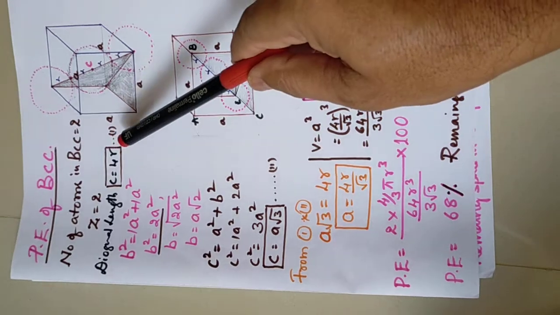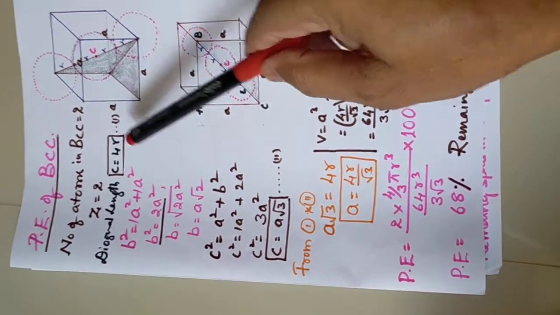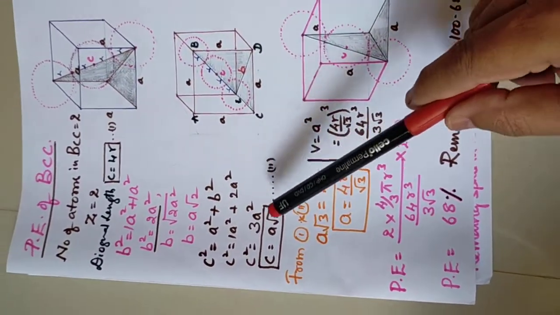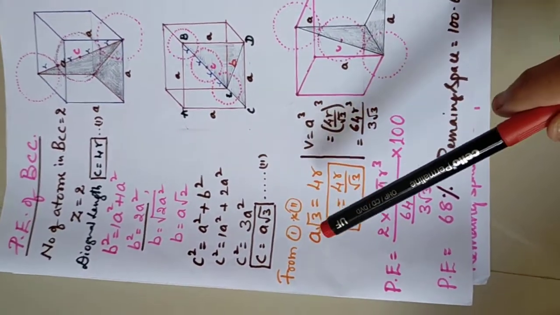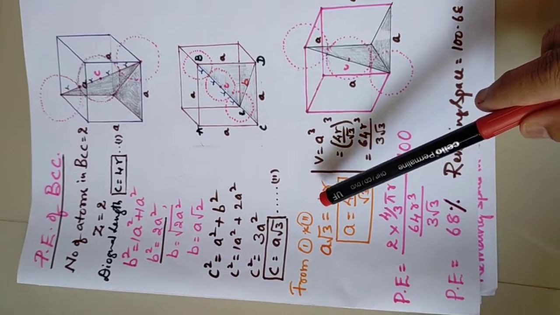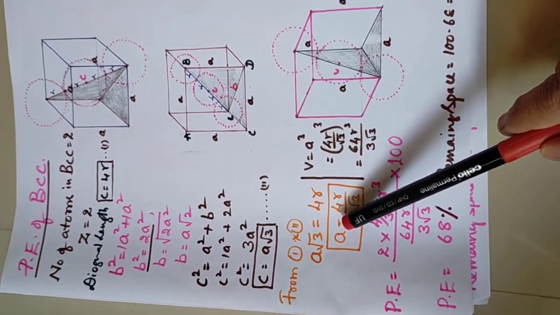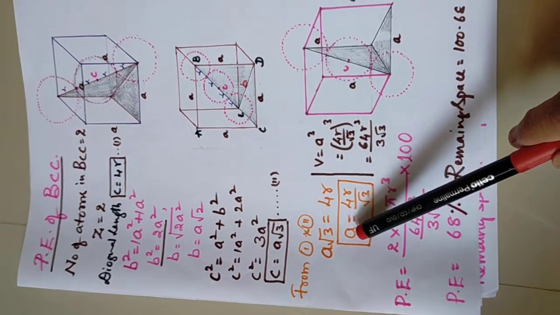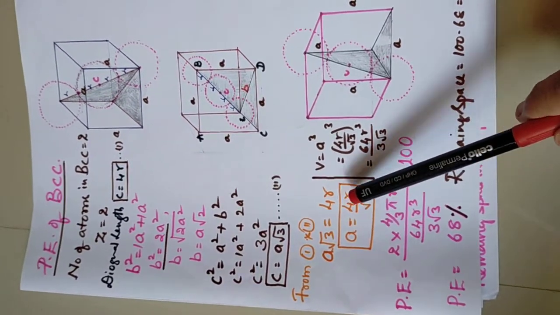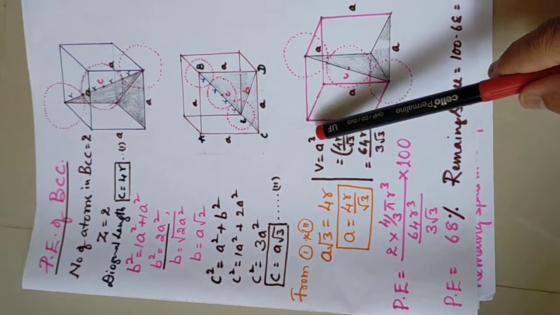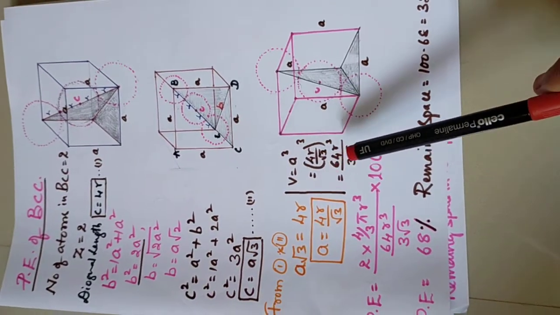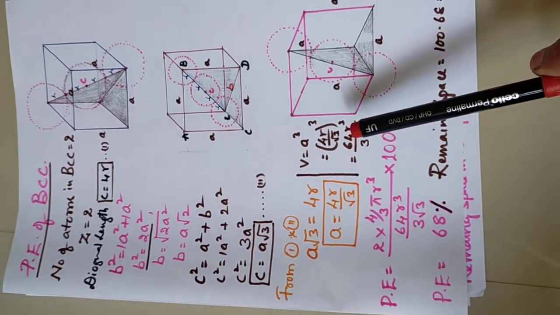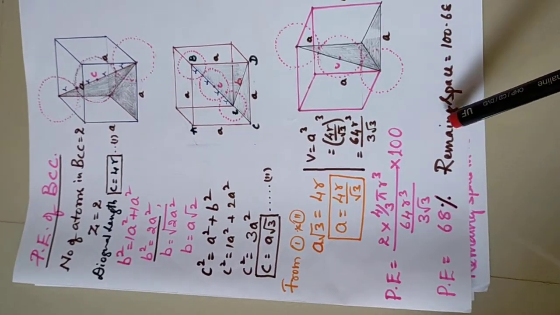Go for that equation number 1. Here also c is equal to 4r, and here c is equal to a root 3. Take that 4r and a root 3. Then from equations 1 and 2, a root 3 is equal to 4r. Then we need the value of a, because we need the volume of the cube, which is equal to a cube. So a is equal to 4r by root 3. Then v is equal to a cube. By simplifying, v is equal to 64 r cube divided by 3 root 3. This will be the one value for the packing efficiency.